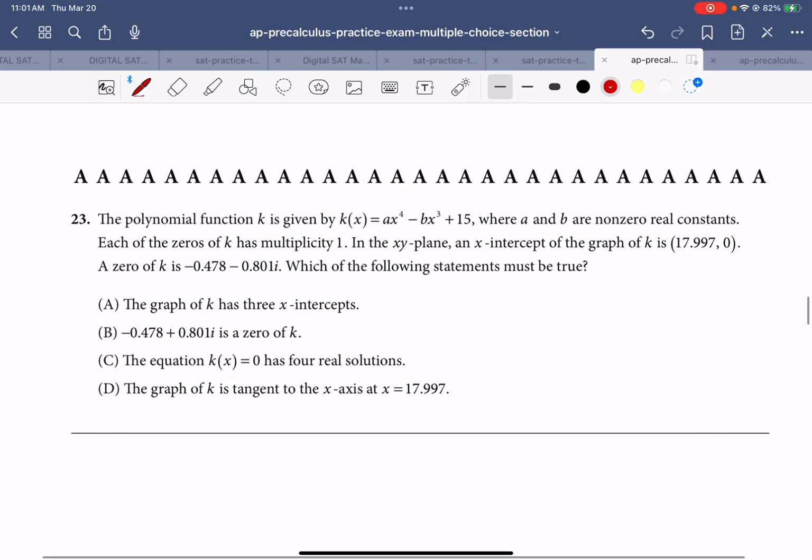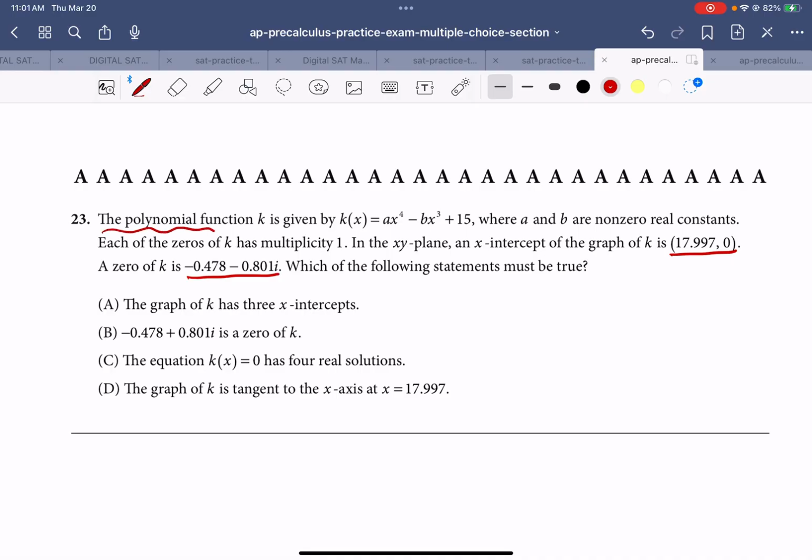Now 23, the polynomial function k is given by k of x is like that. A, B are non-zero real constants. Each of the zeros of k has a multiplicity 1. In the xy plane, the x-intercept of the graph of k is this. They gave you one real zero. And a zero of k is this one. Another one is a complex zero. And then which of the following statements must be true?